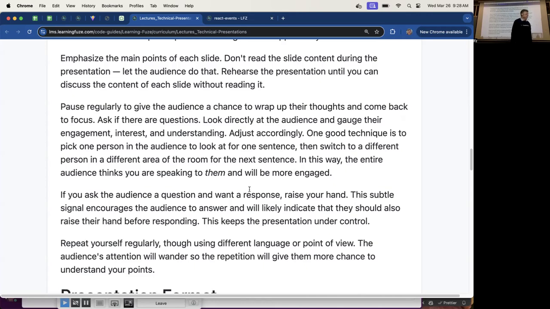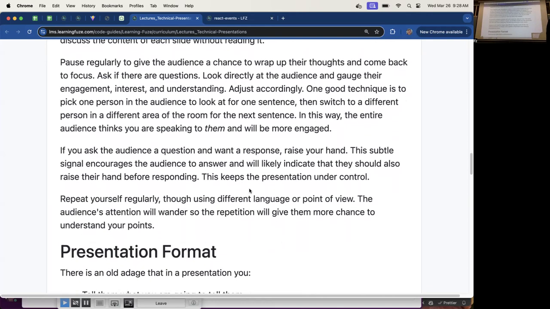Let's see. All right. Pause regularly. I already talked about that. Next one. Look directly at the audience while you're speaking. That's so hard for us shy introverts to do, to look at the audience while we're speaking. But it's extremely important. If you're on Zoom, look into the camera.